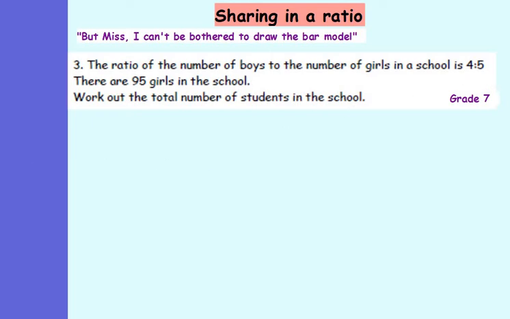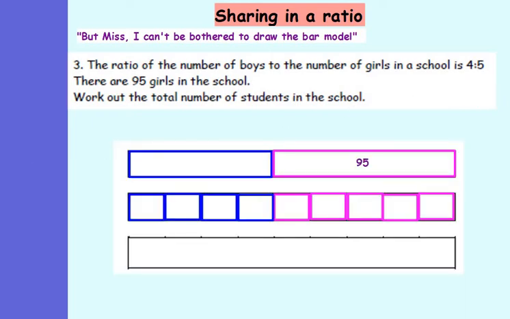Okay, let's see if you got it right. I've drawn a bar model. I've said the ratio of boys to girls is 4 to 5. So my blue squares, I've got 4 lots of them. And my pink squares, I've got 5 lots of them. And I've been told that there's 95 girls in the school. So I know that all of my little pink squares are going to add up to 95.